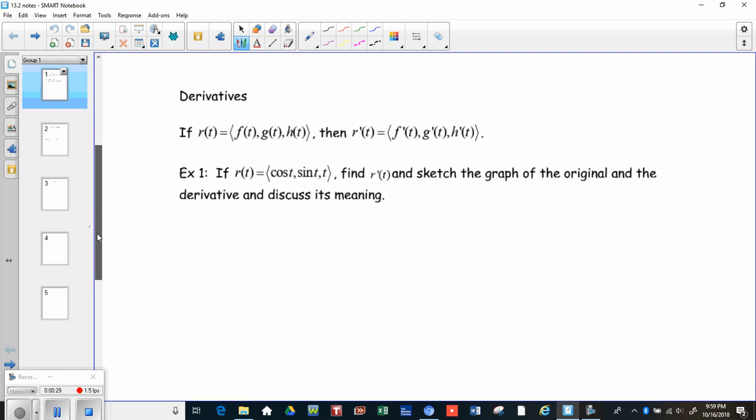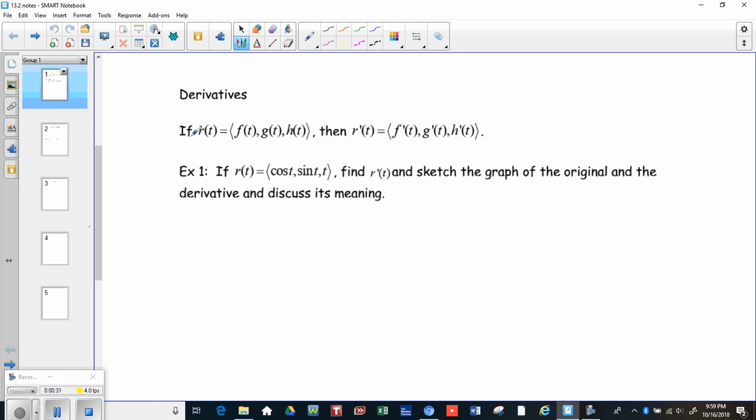When we're taking a derivative given a vector, so here's our vector, some function of t, g of t, h of t, then r prime of t, or the derivative of this, is literally just going to be the derivative of each piece. It's f prime of t, g prime of t, h prime of t. So in our first example, the calculus here is really simple.